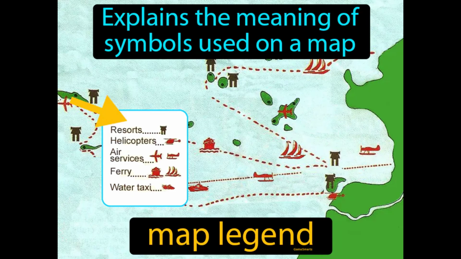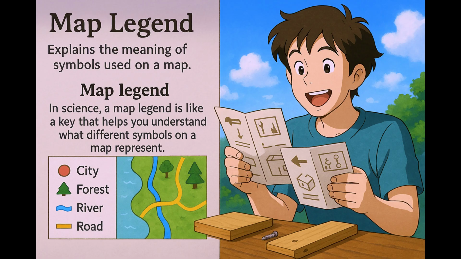Explains the meaning of symbols used on a map. Map legend. In science, a map legend is like a key that helps you understand what different symbols on a map represent. Imagine trying to assemble a piece of flat-pack furniture without any instructions. Just as the assembly guide provides meaning to various parts and steps, helping you understand how each piece fits together, a map legend explains the symbols used on a map, guiding you through unfamiliar terrain.